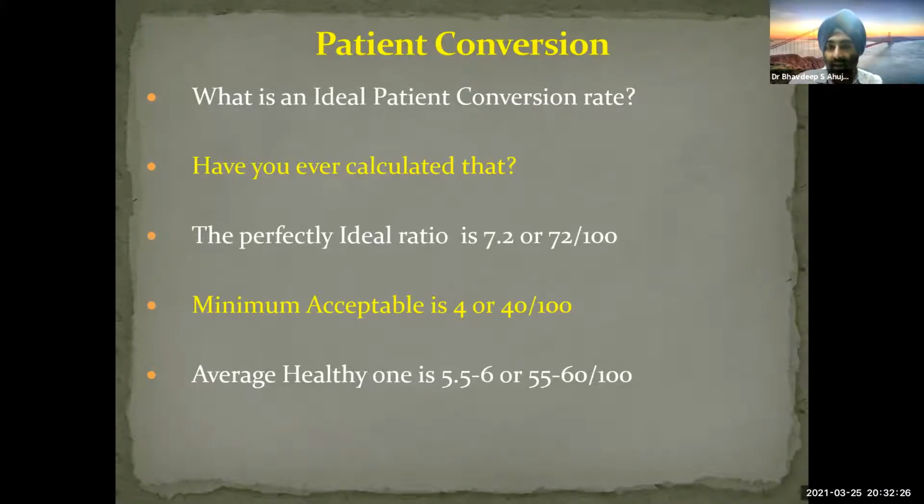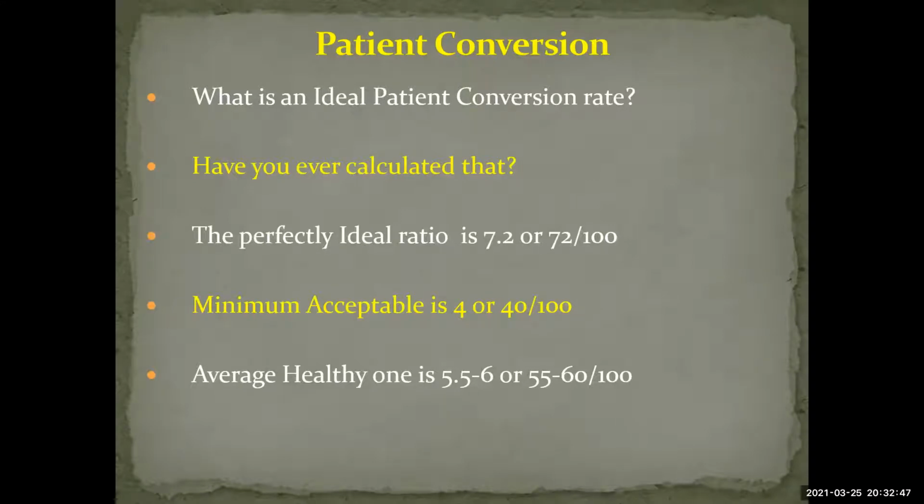Again, my parameter for this is the big ticket purchase or the big ticket case. The bare minimum acceptable is 4 out of 10, or 40 out of 100. An average or healthy one is 5.5, or 55 to 60. So this is the conversion rates scenario, or a figure, for Indian situations.